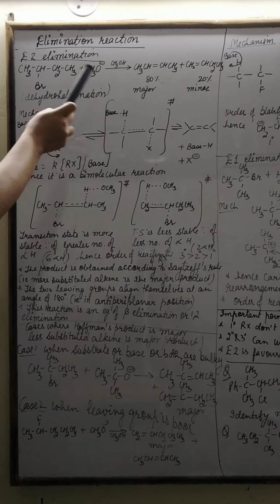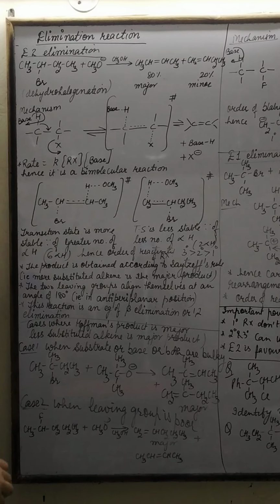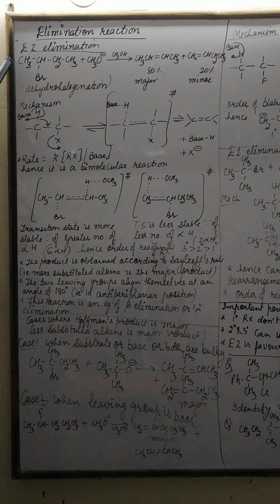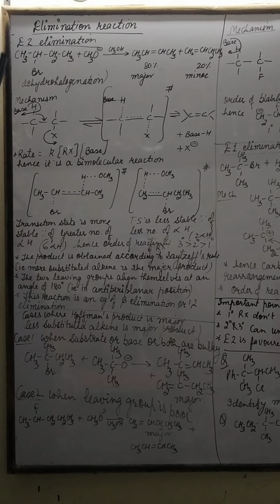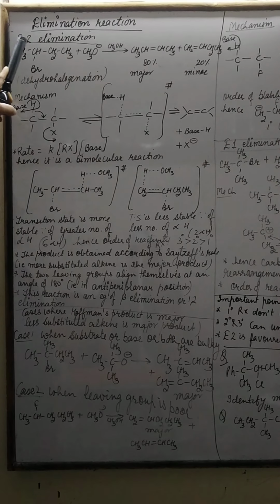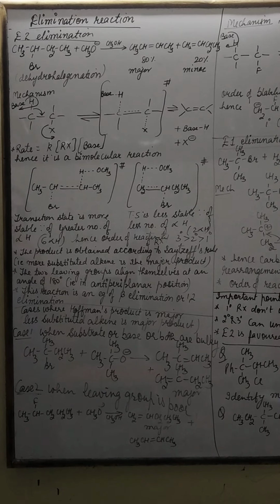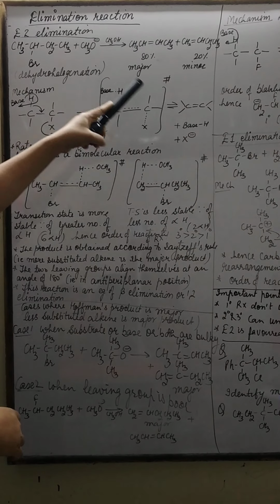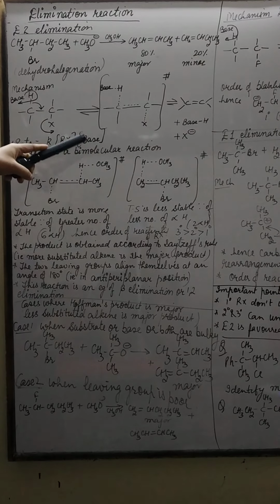Today we will discuss elimination reactions. In this, two pathways are followed. First, we will discuss E2 elimination. In E2 elimination, what happens is we get a transition state. Only a transition state is formed.